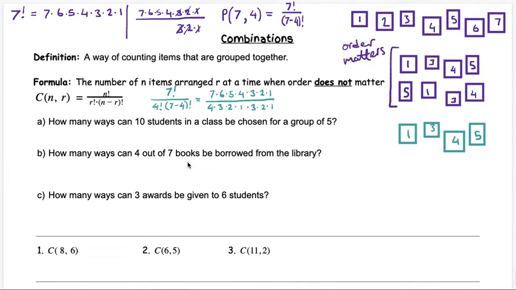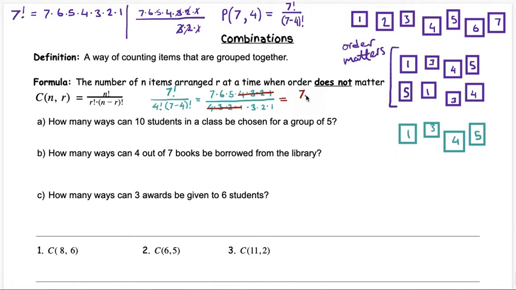Now, what we'll always notice in our cancellation is that the r factorial will always cancel out with the end of the n factorial. So what we're going to end up with is n minus r terms in our numerator and n minus r terms in our denominator, always.